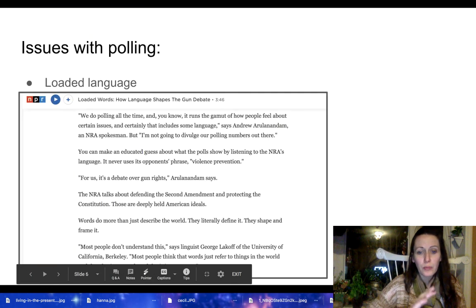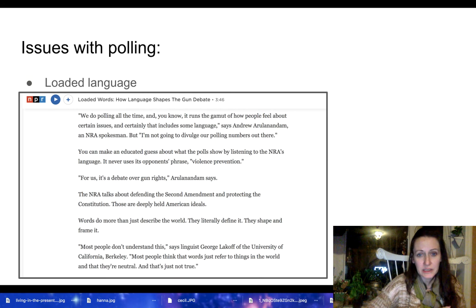Okay. Now, just because a poll is taken does not mean it is perfect, does not mean all that data is evaluated the way it should be. You have lots of different issues. One is loaded language, right? The words that are used in these questions make a difference. This is an example, an article from NPR. You can look this up if you wish, about how language shapes the gun debate.